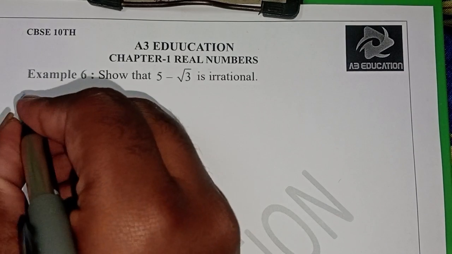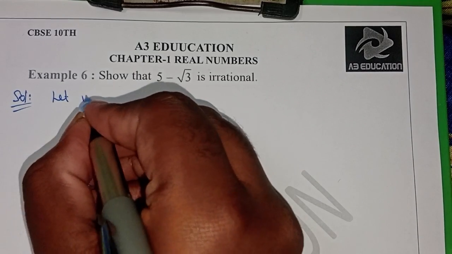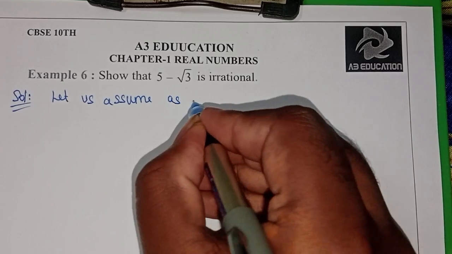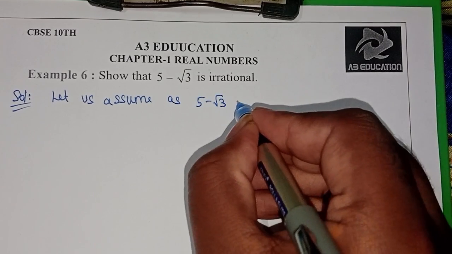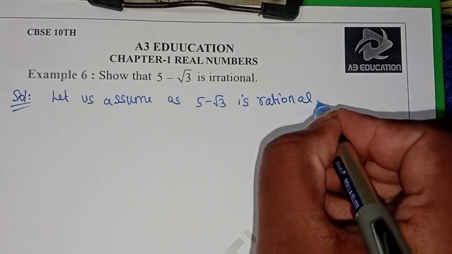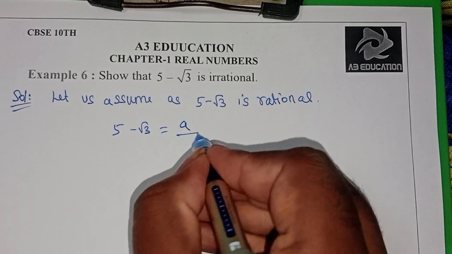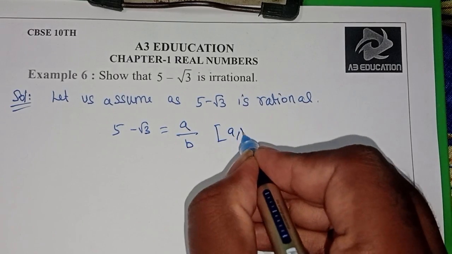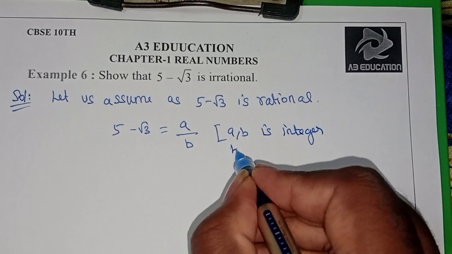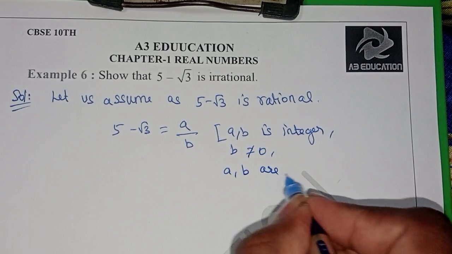Solution. First, let us assume that 5 minus root 3 is rational. Therefore, 5 minus root 3 is equal to a by b. Like the last sum, a, b are integers, then b is not equal to 0, and a and b are co-prime numbers.